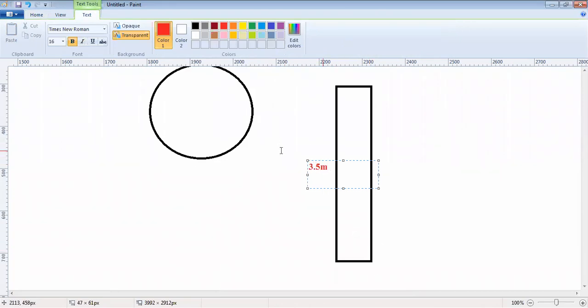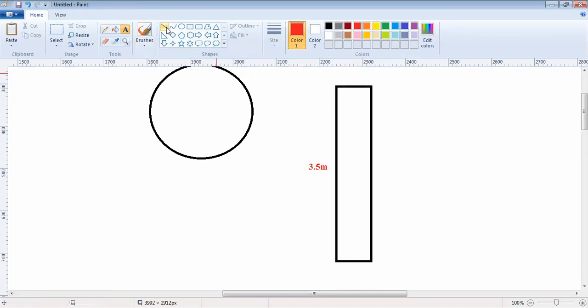This is given as 3.5 meter, which is the unsupported length between the ends, between the supports. That's 3.5.